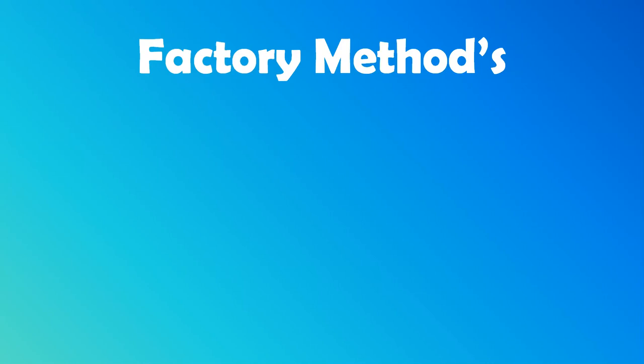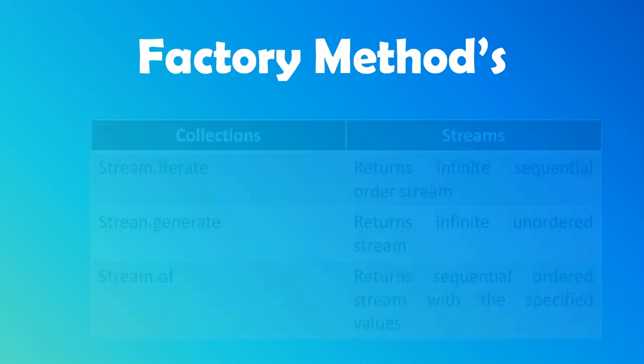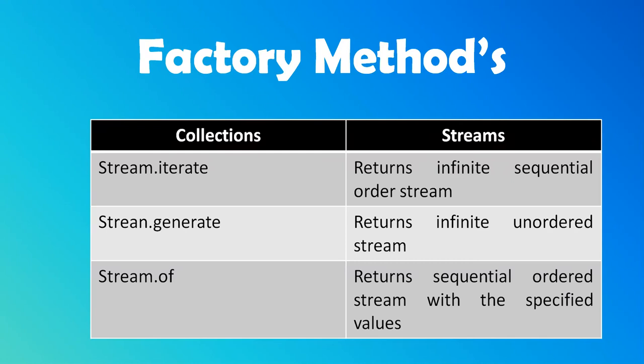Under this stream we have a few important factory methods available. Okay, let's see what those methods are. The first one is stream.iterate, the second one is stream.generate, and the third one is stream.of. The first two, iterate and generate, are both similar, right? So what could be the difference?